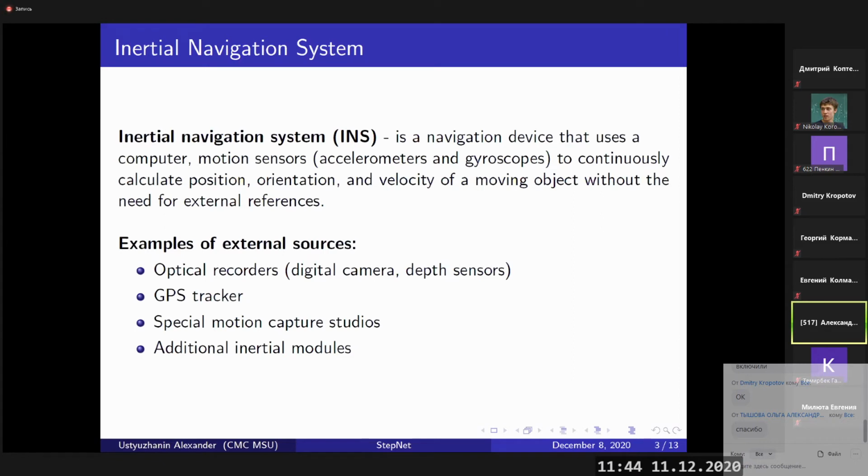And here are some examples of external references. This could be optical recorders like digital cameras or depth field sensors, for example, which are already built into modern smartphones. This could be a GPS tracker widely used for car navigation. Another example could be special motion capture studios. They include many special sensors that are placed all around the room. Its purpose is to record a labeled dataset. By labeling, I mean very accurate pose estimation. Also, external sources could even be the described IMU modules, but placed outside the mathematical model, so they are not considered.